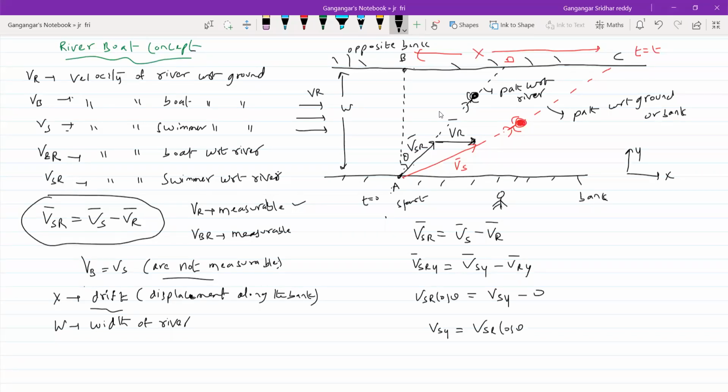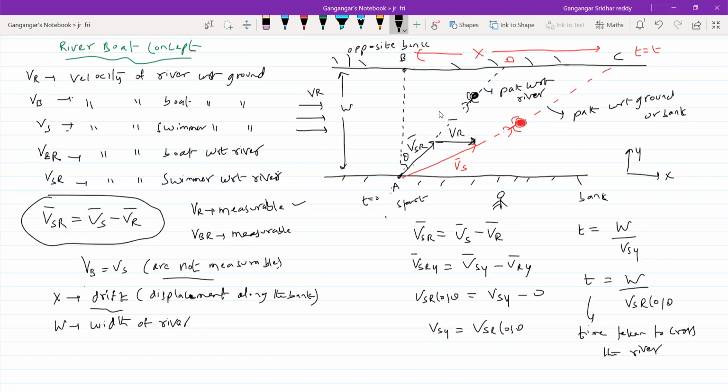Who will determine the time taken to cross the river? Time taken is equal to W by VSY. The vertical component, the y component of the swimmer's velocity with respect to ground along the y-axis, will determine the time taken to cross the river. So what is VSY? W by VSR cos theta. So what should I write for T? Time taken by the swimmer to cross the river.